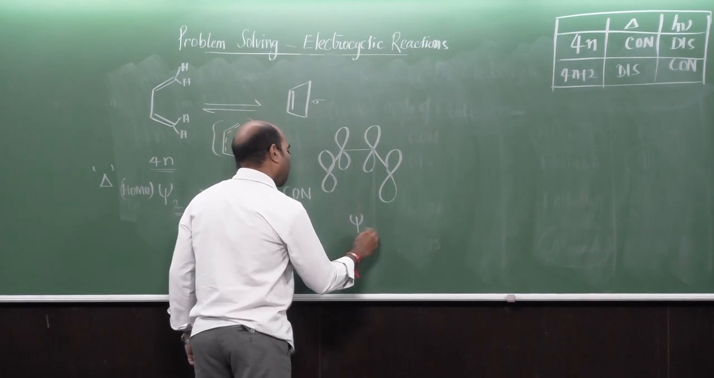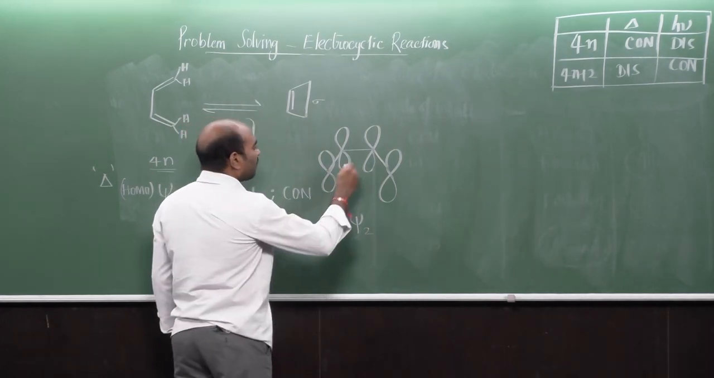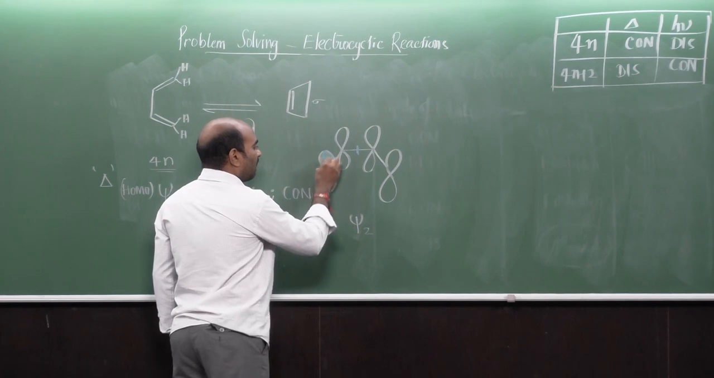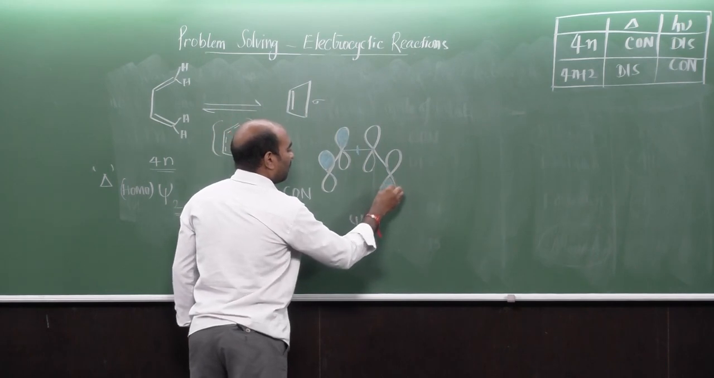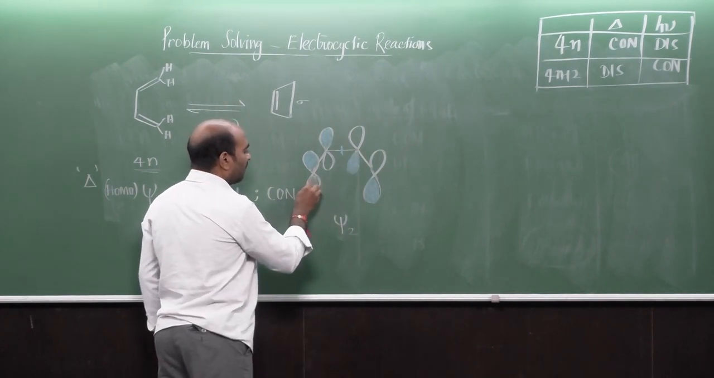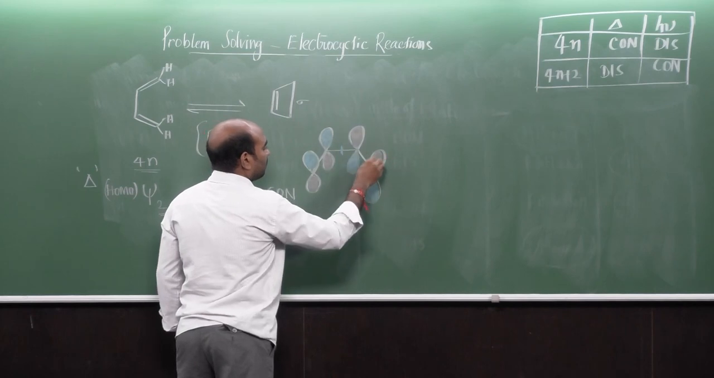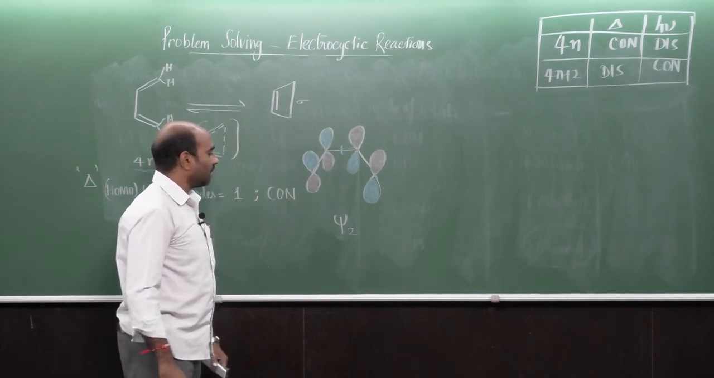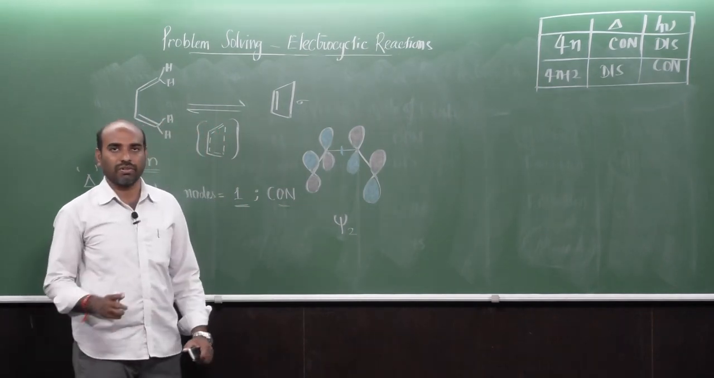So, this is the psi 2 molecular orbital. Psi 2 molecular orbital means it should have one node. So, the node will be seen in between this. So, let this blue color represent the positive wave function of this lobe, and then let this pink color give the negative wave function of that particular molecular orbital, right. So, the number of nodes is odd, therefore, con mode of rotation we have to perform. Let us see whether this is going to work out for us or not.